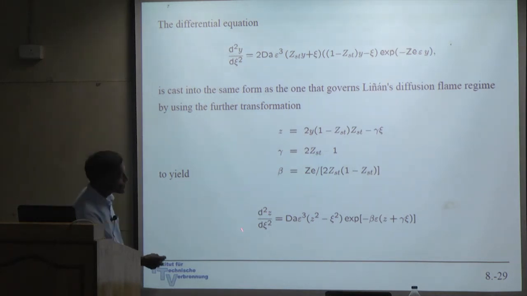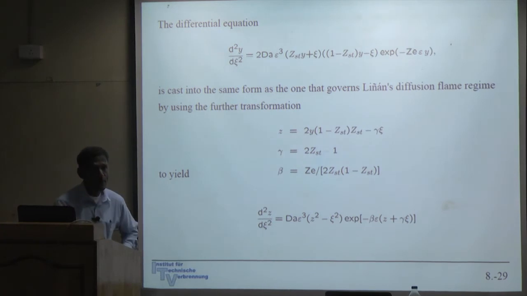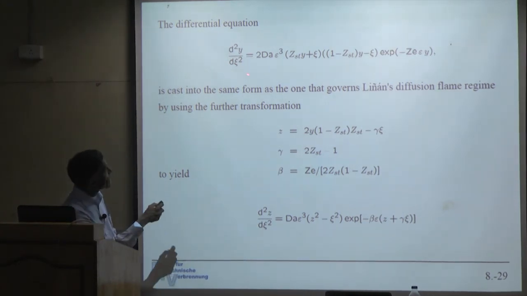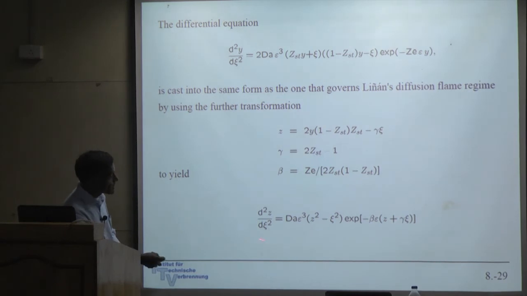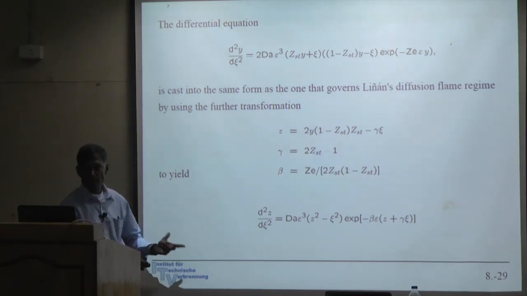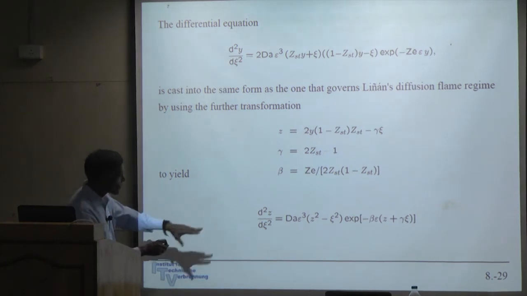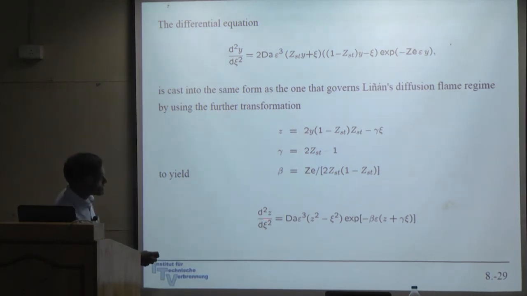The motivation for doing this is because this is an equation which was analyzed by Liñán. It turns out solutions are available for this equation. Liñán has obtained solutions to the equation. So if you take this equation and make this transformation, now you get this, and it's possible to get solutions. Now there's a very important point, so I'm going to look at this equation a little bit more in detail.